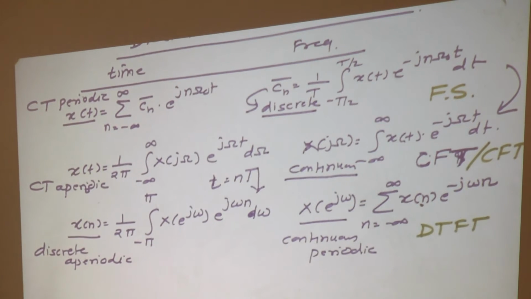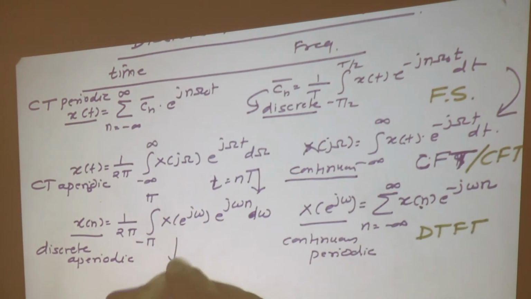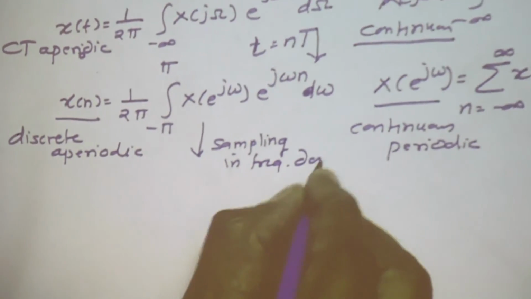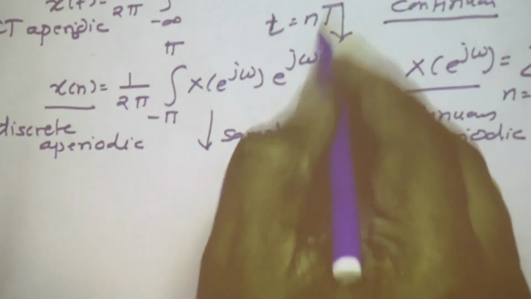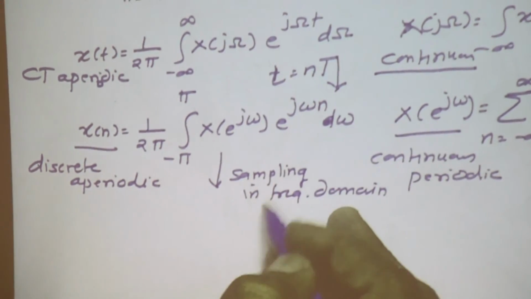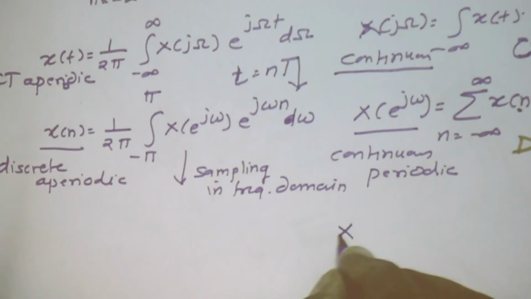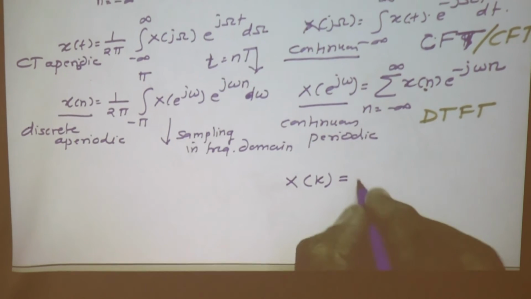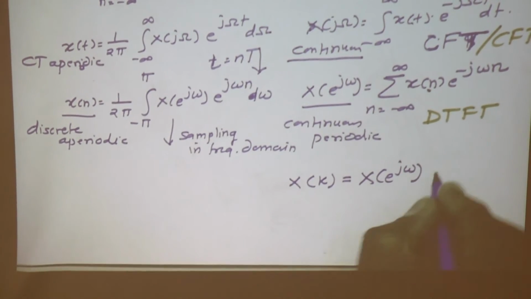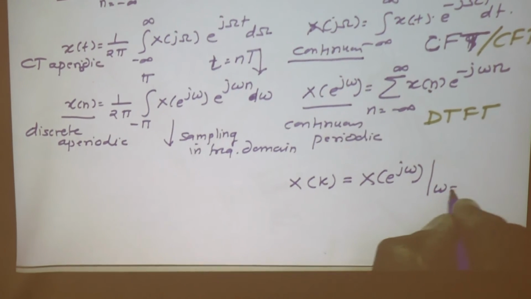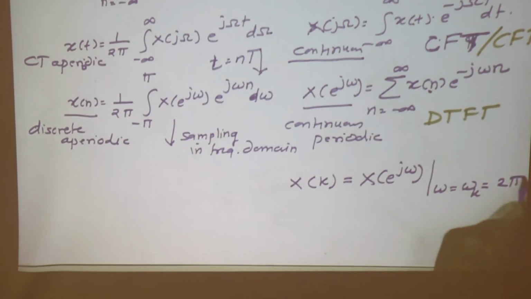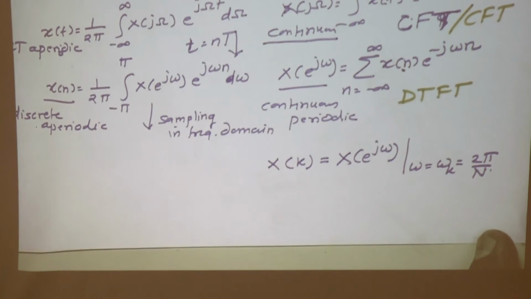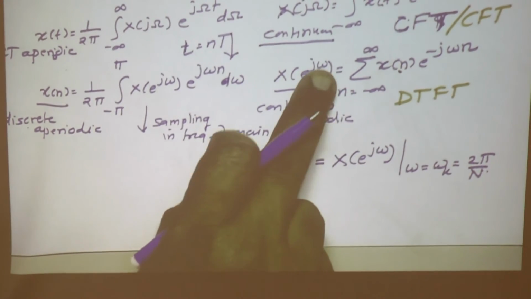Now the fourth equation that we are going to see uses sampling in the frequency domain. This was sampling in the time domain. Now we are going to use sampling in the frequency domain. What does it mean? I am going to define a new value X of k, which is equal to X of e to the power j omega evaluated at omega equal to omega k, which is 2 pi by capital N. So I am sampling this now.